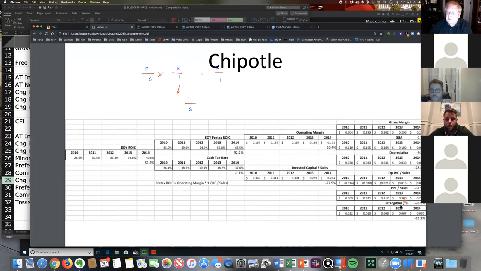All right, so working capital actually got a little worse. It went less negative, which would suggest more working capital. Somebody else should pick Nike, by the way.